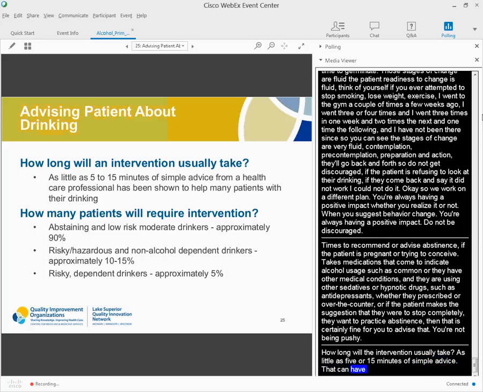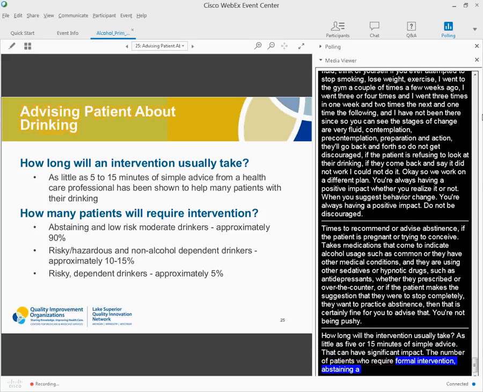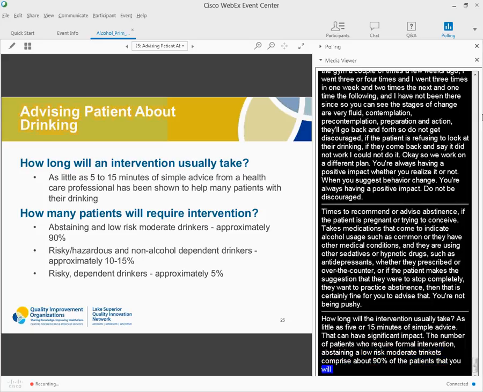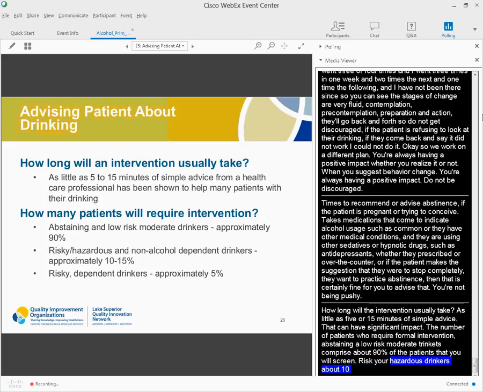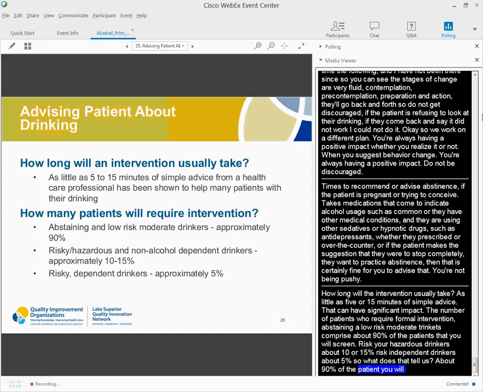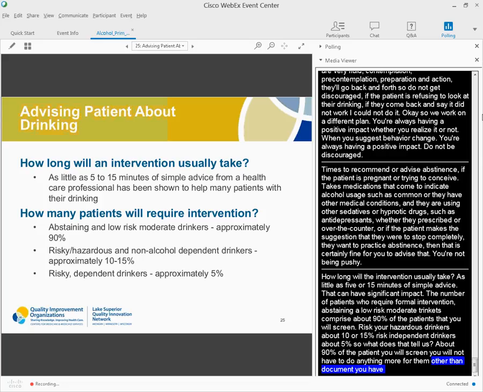The number of patients who require a formal intervention. Abstaining and low-risk moderate drinkers comprise about 90% of the patients that you're going to see in your primary care practice. Riskier hazardous non-alcohol dependent drinkers, about 10 to 15%. Alcohol dependent drinkers, about 5%. So, what does that tell us? It tells us that about 90% of the patients you're going to screen, you're not going to have to do anything more other than document that you screened them and their screening score was 0 or low enough not to require any more intervention.